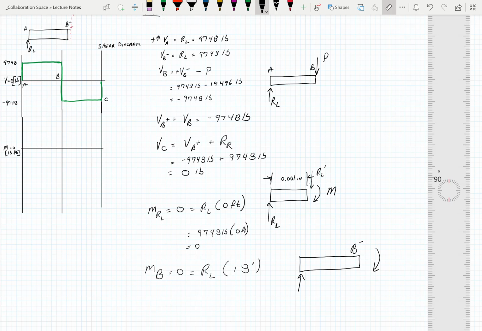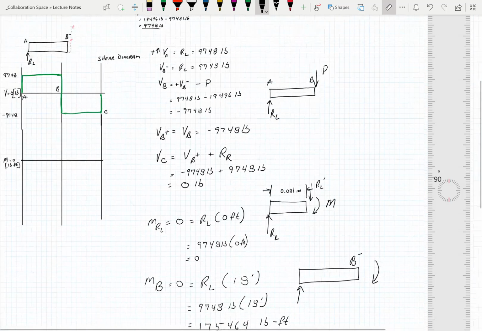Okay. All right. So what is, seeing that you picked this number, Patrick, what is 9748 pounds times 18 feet? 175,464. Yes, 175,464 pound feet. Okay.